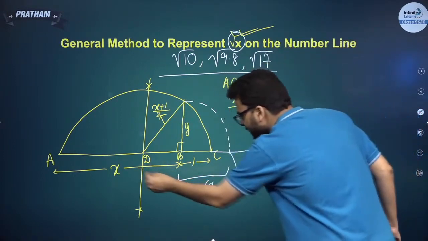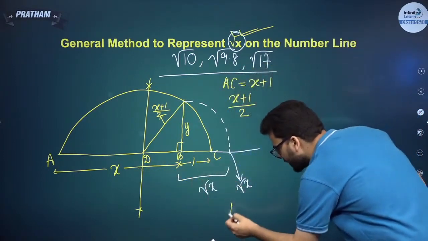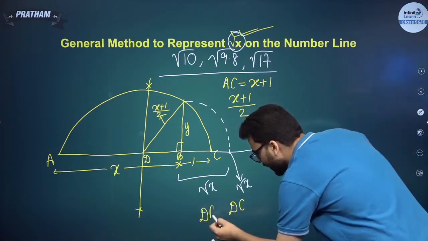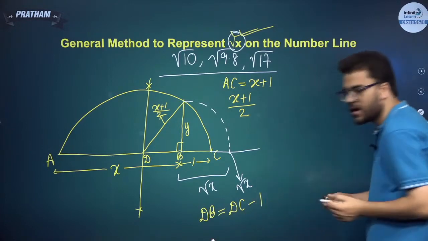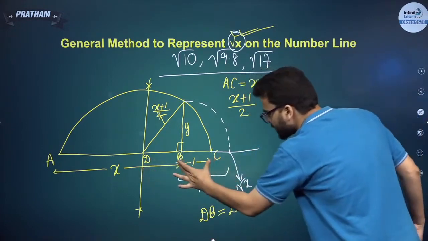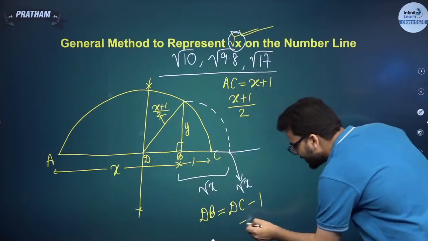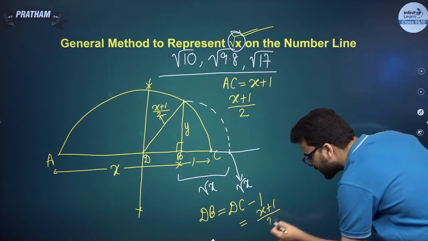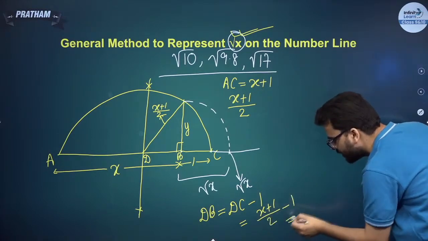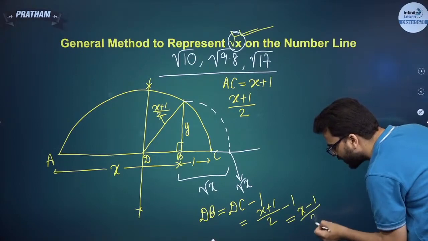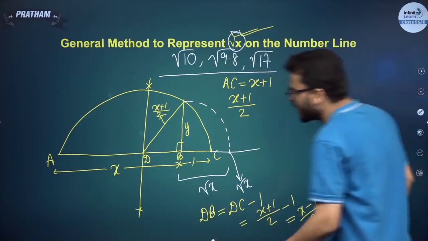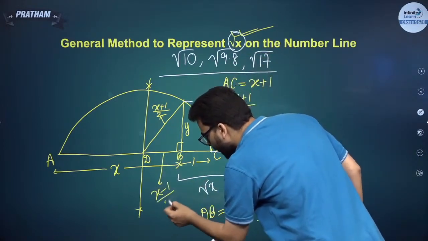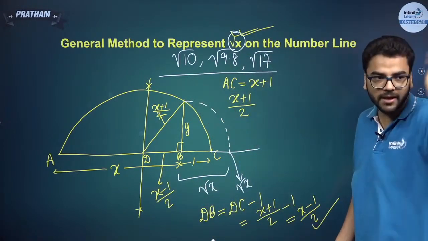Now you see the radius of the semicircle is DC. I have to find DB. What is DB over here? DB is equal to DC minus 1, see the figure. And DC is the radius of the semicircle, which we have already got, that is (x plus 1) by 2 minus 1. If you simplify, you will get (x minus 1) by 2. So DB is coming out to be (x minus 1) by 2. I hope this is clear to everybody, up till here, right?